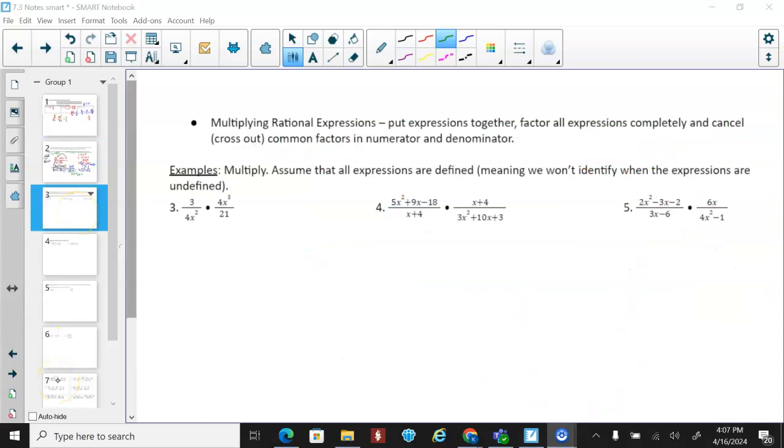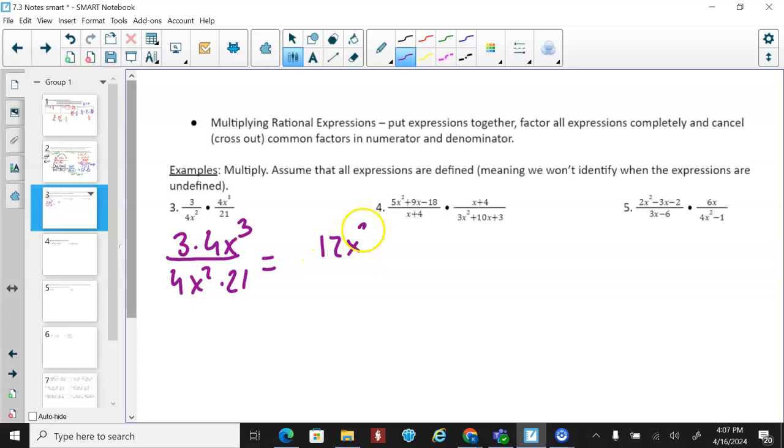All right, example 3, multiplication of rational functions. So again, we're going to multiply across. So I'm going to write it 3 times 4x cubed over 4x squared times 21. I'm simply going to multiply numbers with numbers. 3 times 4, it's 12x cubed. And 4 times 21, it's 84x squared.